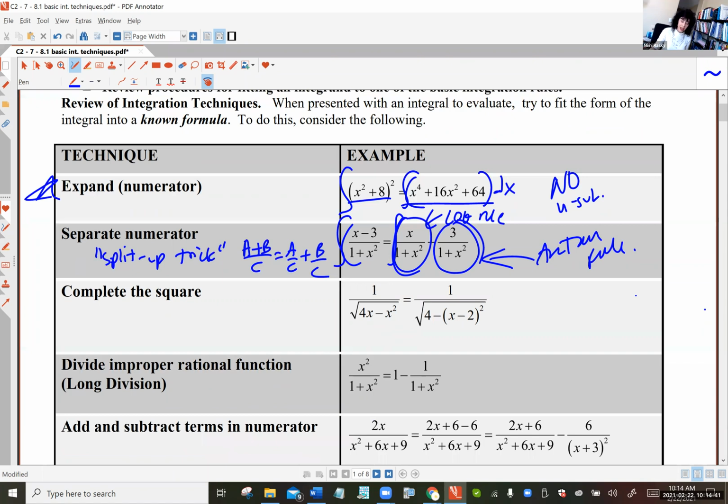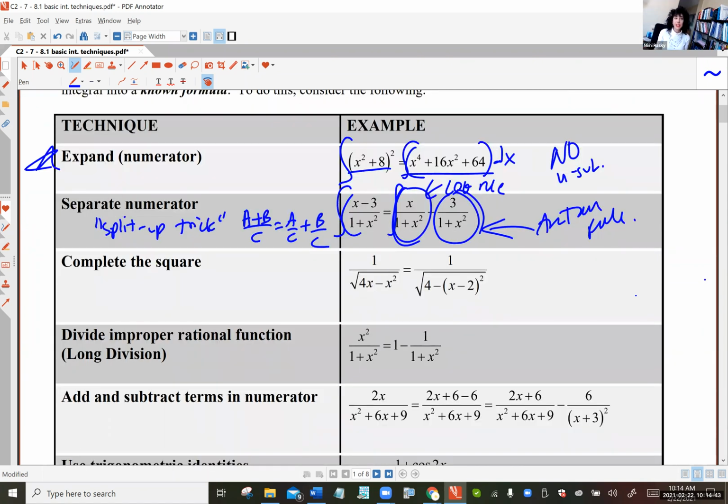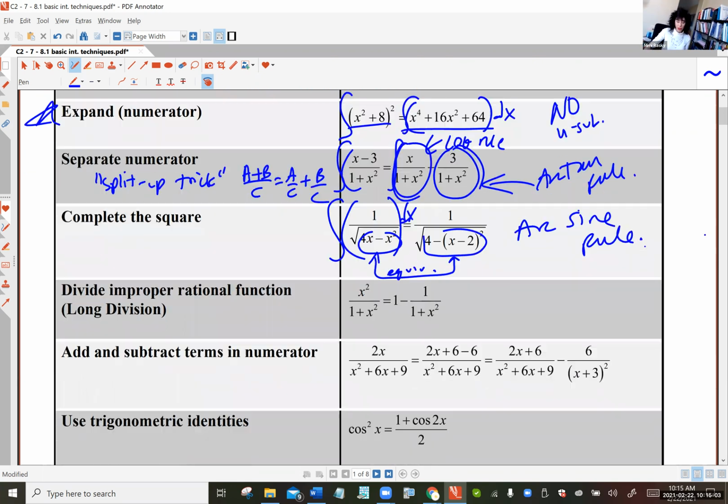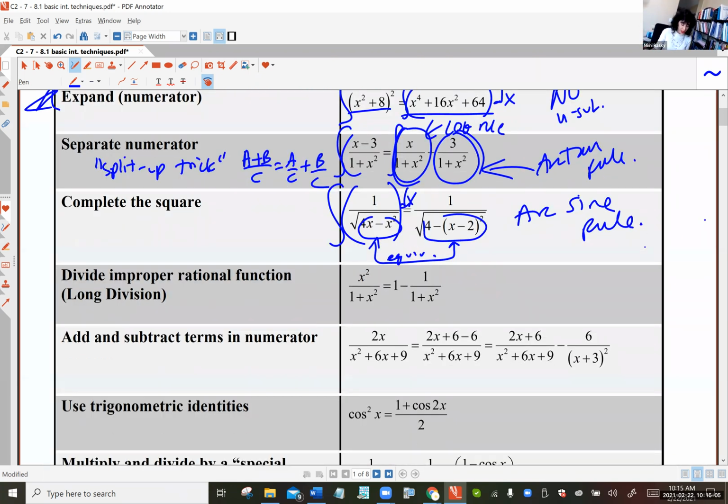Okay. Complete the square. We did some of that in the inverse trig integration module. If somebody says, hey, integrate this, you can't. But if you rewrite it equivalently, then you can use the arc sine rule for this particular problem. There are other complete the squares where it's not the arc sine rule, it's something else.